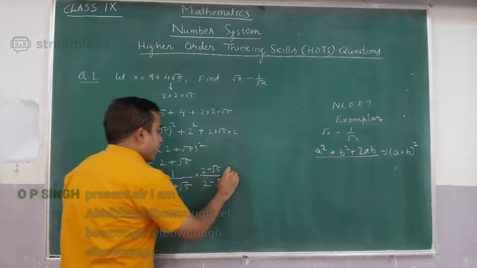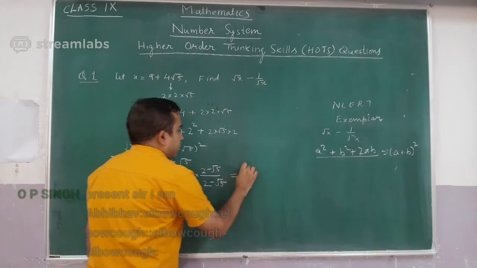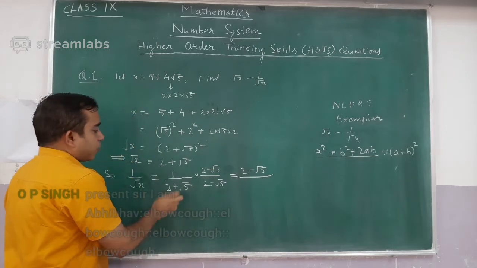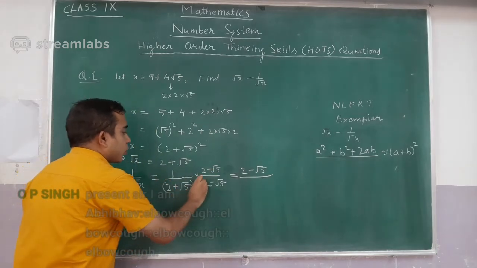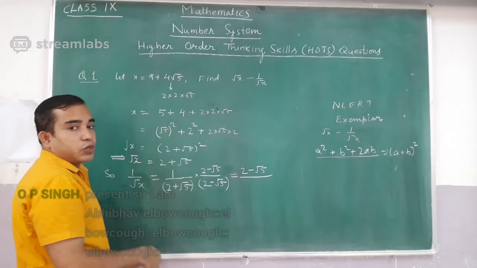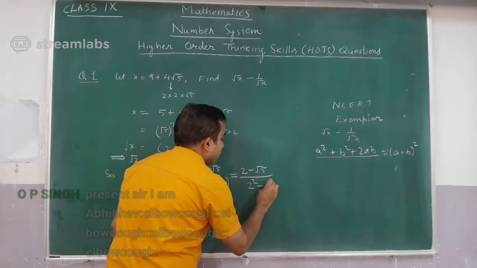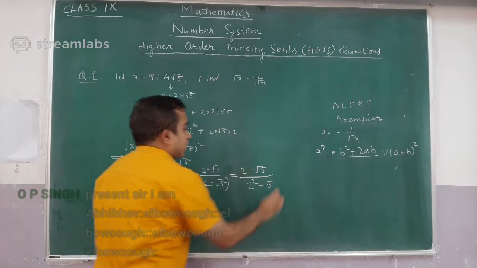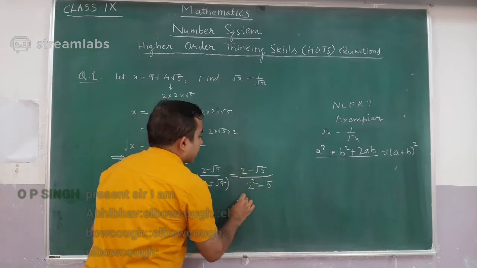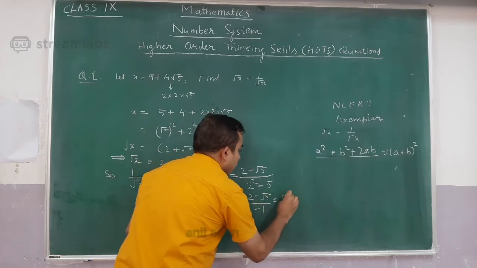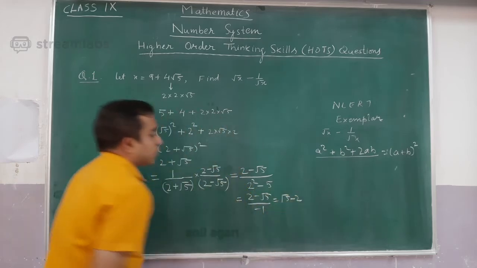Let us simplify. This into 1 means 2 minus root 5, divided by a plus b into a minus b, which is equal to a square minus b square. This will become 2 square minus root 5 whole square, meaning minus 5. So it will become 2 minus root 5 upon 4 minus 5, meaning minus 1. Finally, root 5 minus 2, isn't it?